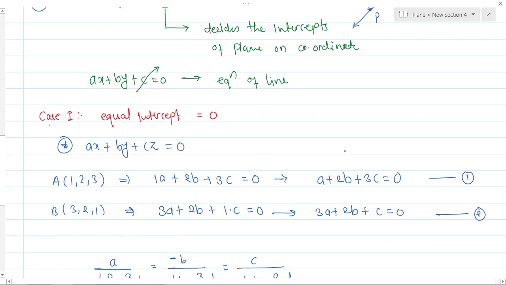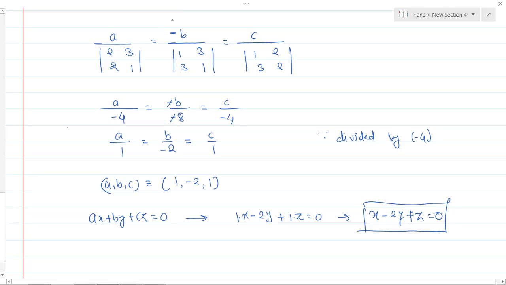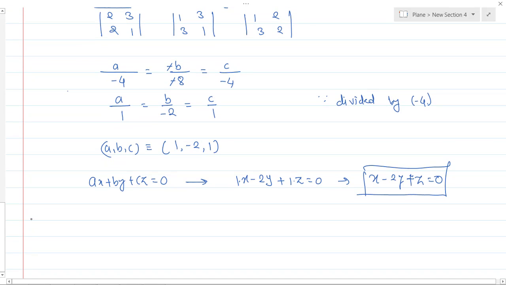So this was our first case. Can we have the second step again? Yes, of course. So what will the second step be? The equal intercept will be non-zero. Okay, let me write. See, the procedure will remain the same. So case number 2 will be the equal intercept, let's say it is p and it is non-zero.